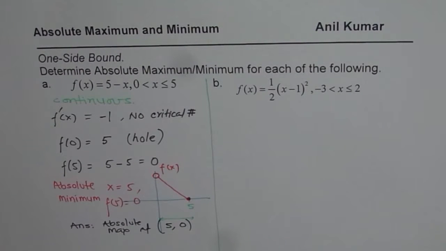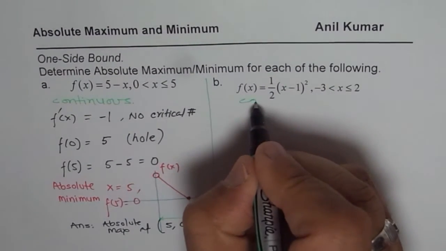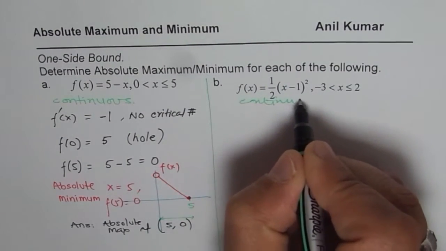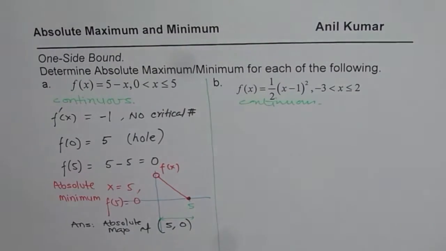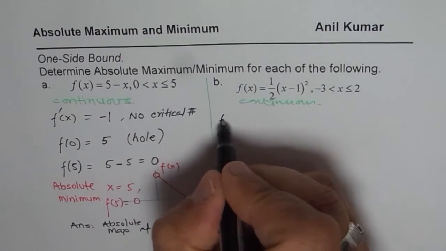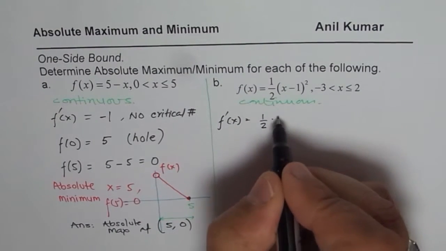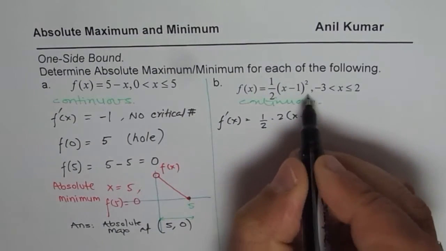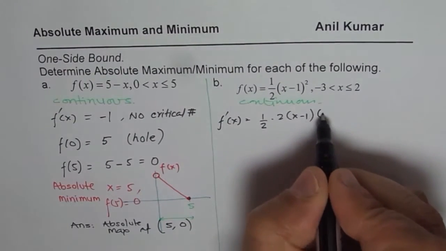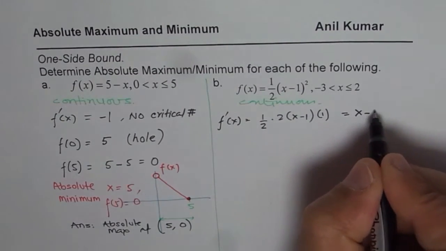Let's do the next one. Follow the same procedure. Parabola is continuous, right? So it is continuous. It is important to check this and then move forward. And let's find the critical point, that is f dash x. In this case f dash x is half times 2 times x minus 1 times the derivative of the inside function, which is 1. Anyway, that gives us x minus 1.